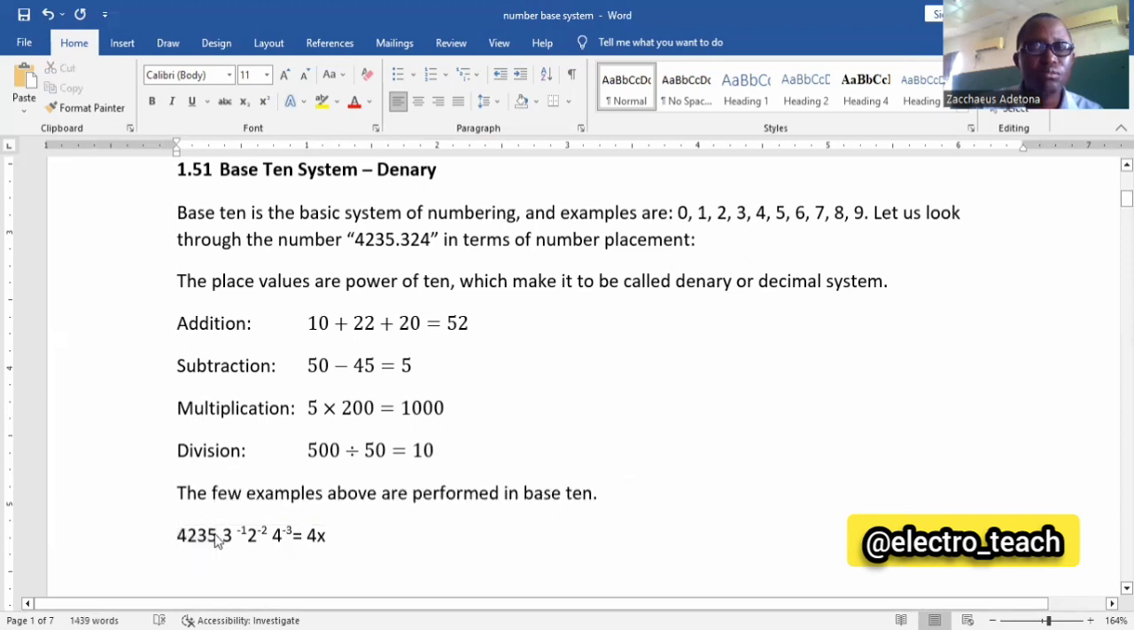So we count from the last digit. The last digit has power of 0. The base 10 has power of 0. The next one has power of 1, the next power of 2, and the next power of 3. So what we have here can be expressed this way.